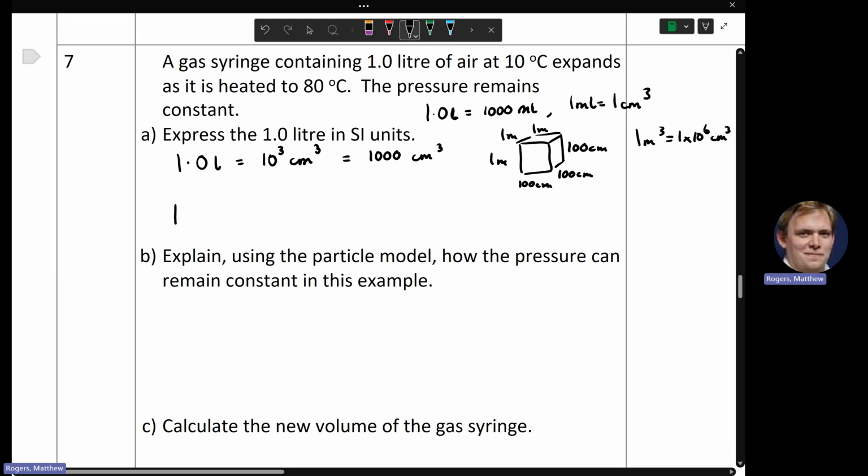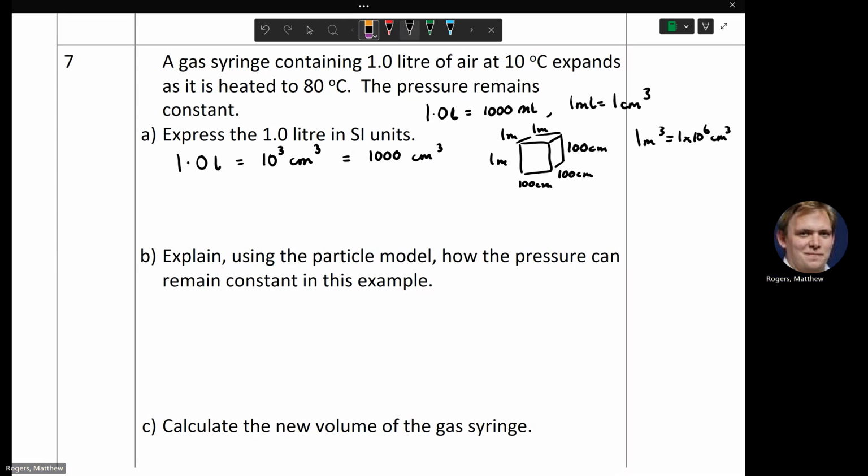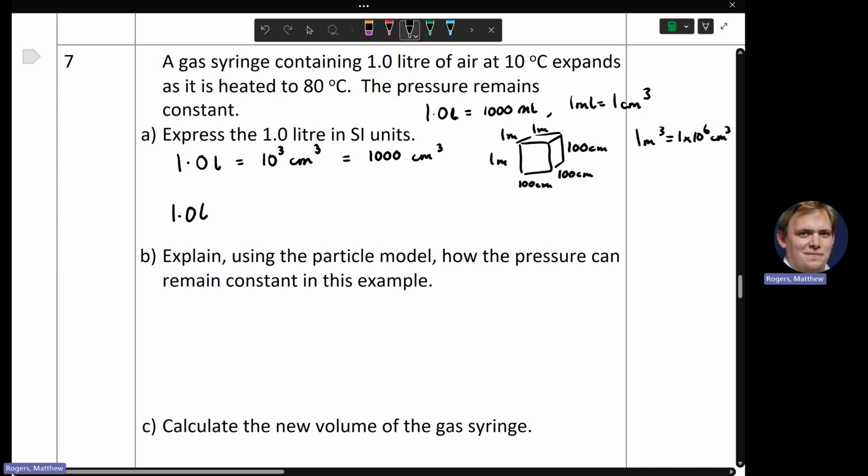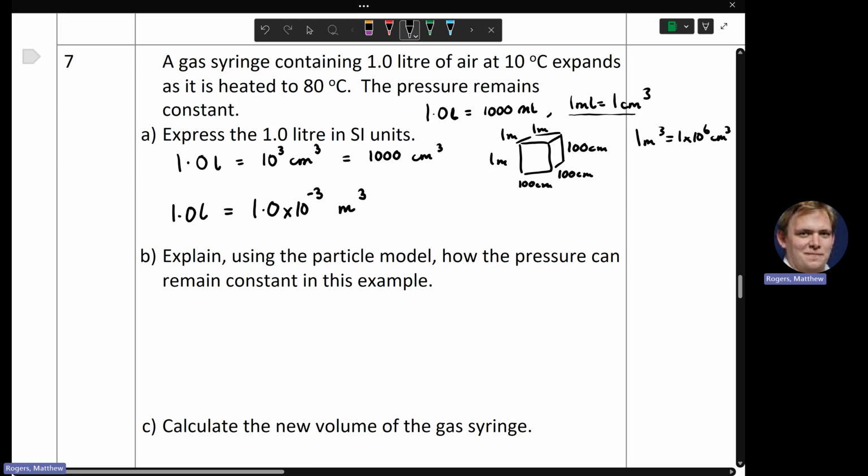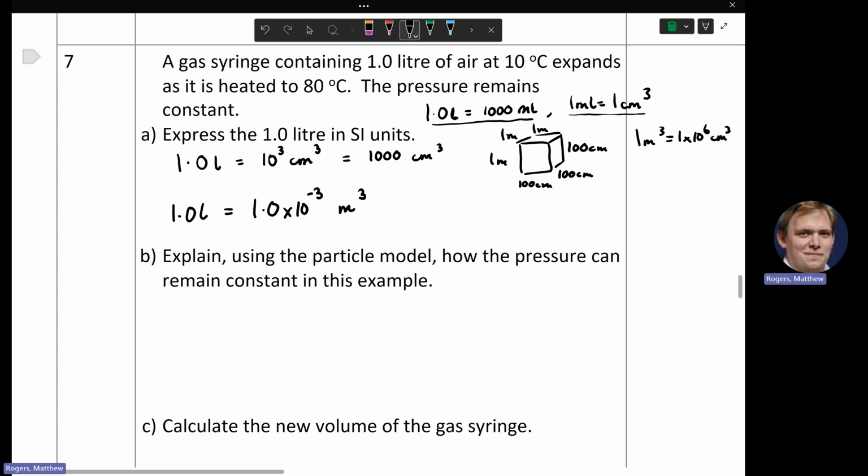So if you didn't remember, 1 litre is 1 times 10 to the minus 3 metres cubed. So a slightly tortuous way of getting to it, but if you're ever stuck, I think as long as you remember this line here, then you can get to that from basic principles.